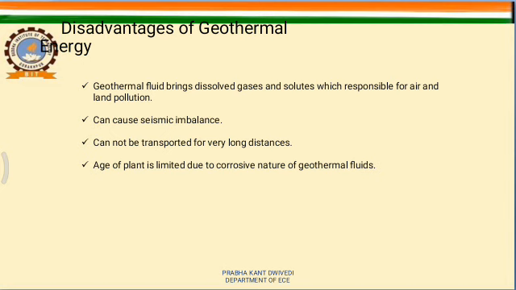Come to the disadvantages. When the fluid is pulled out from the ground, it contains some solids and dissolved gases which are very harmful for the environment. And the system can cause seismic imbalance. The electricity from this system cannot be transported for very long distances. The age of these types of plants is very limited because the water from the ground is corrosive in nature.